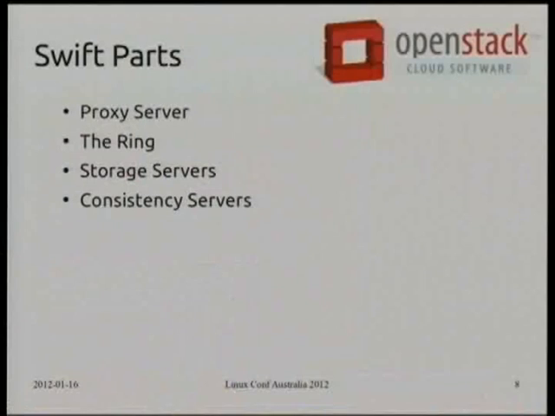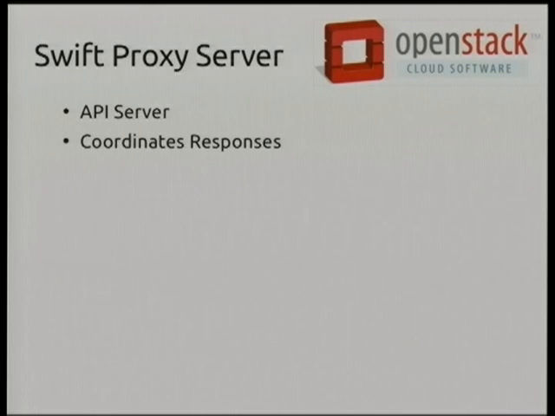So there's essentially 4 parts, even though some of these parts have subparts, but we're going to call them 4 parts. There's the proxy server or servers, the ring, storage servers, and consistency servers. And the last bullet point we're not going to talk about as much as the others. The proxy server, even though it's called the proxy server, is essentially the API server. It's the public face of Swift. It's the thing that you're going to talk to.